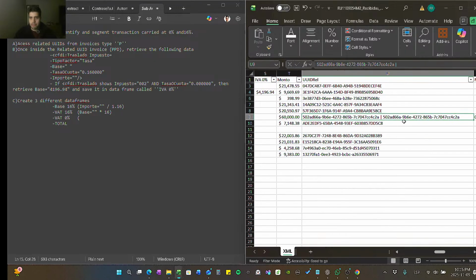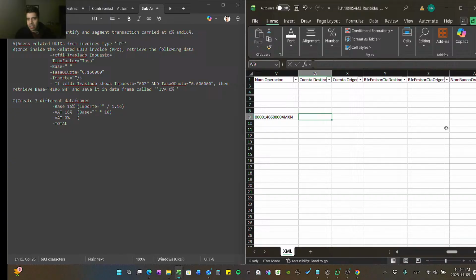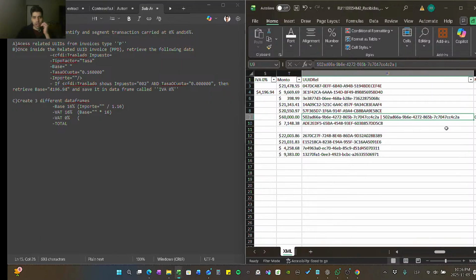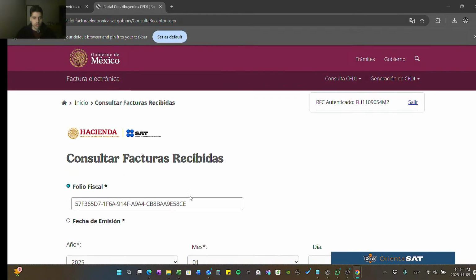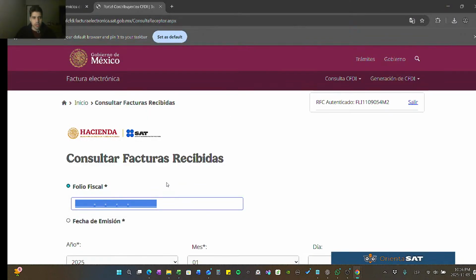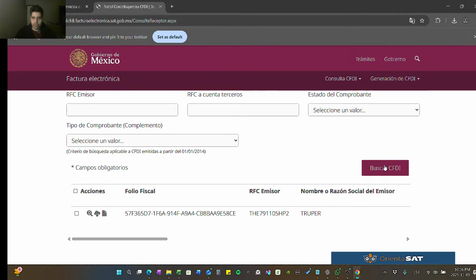Perfect. Now we go to the next one, and this is something interesting. There are two different invoices right here, and this is the first time that I will analyze one of these cases. So right now the logic is just go to each of these two different invoices and do the same process, just to verify that we don't have any VAT 0% rate.